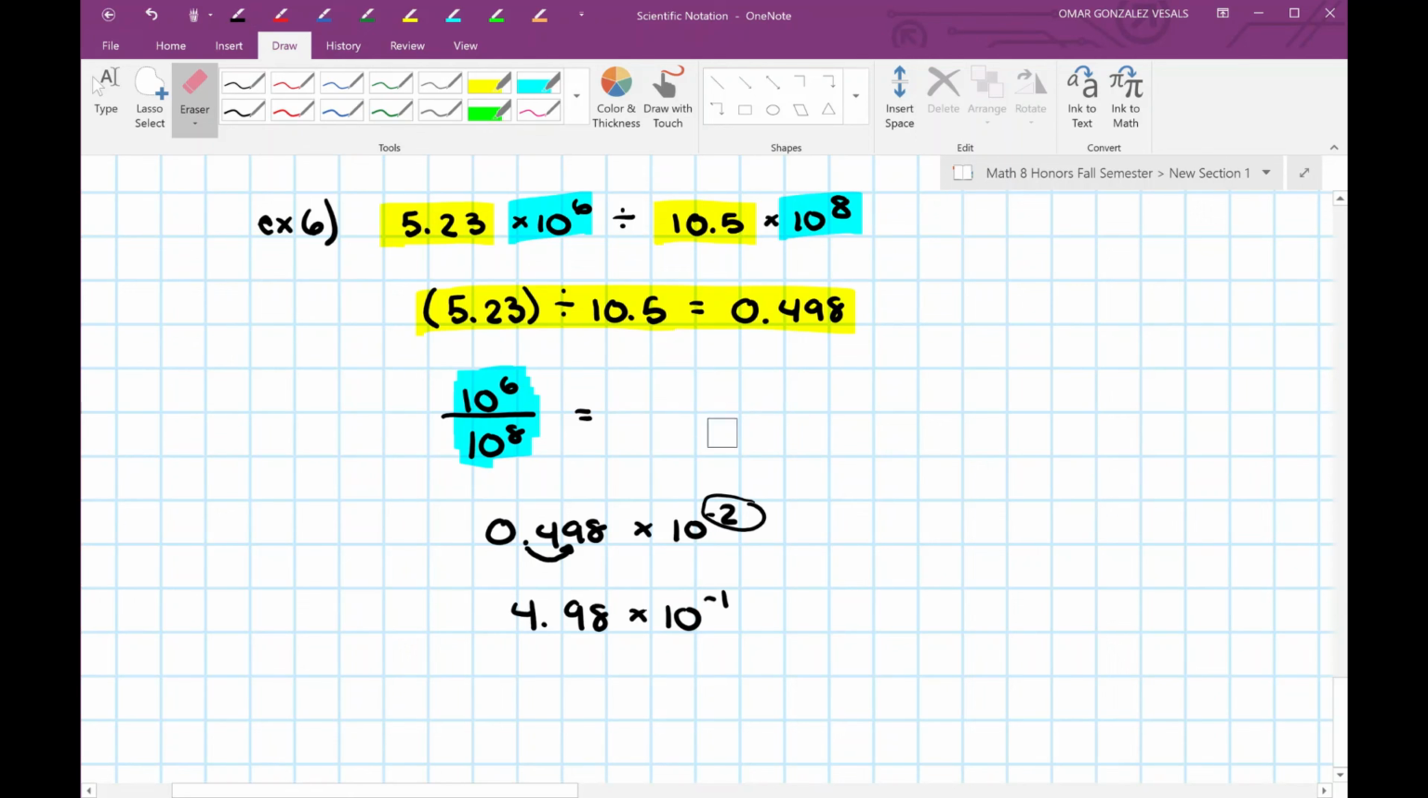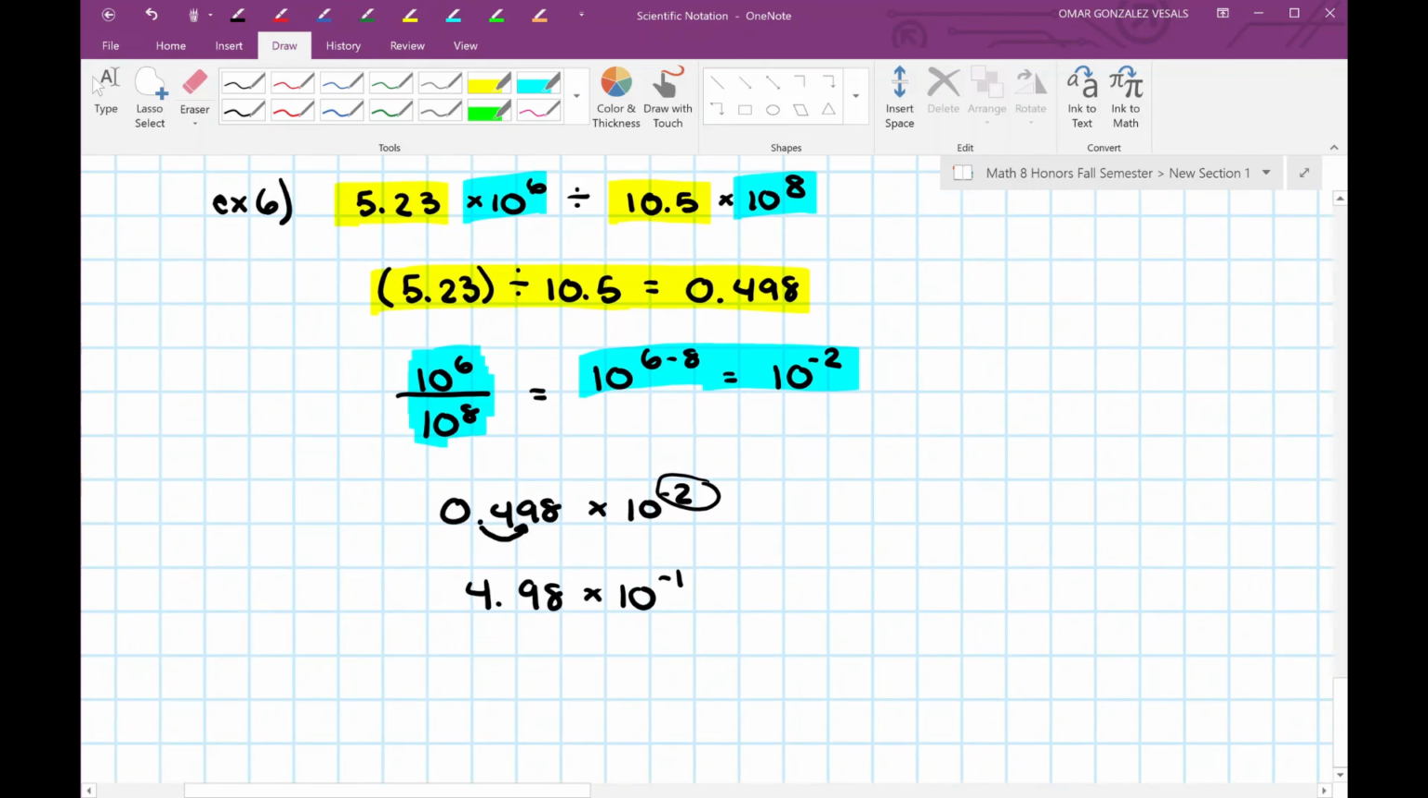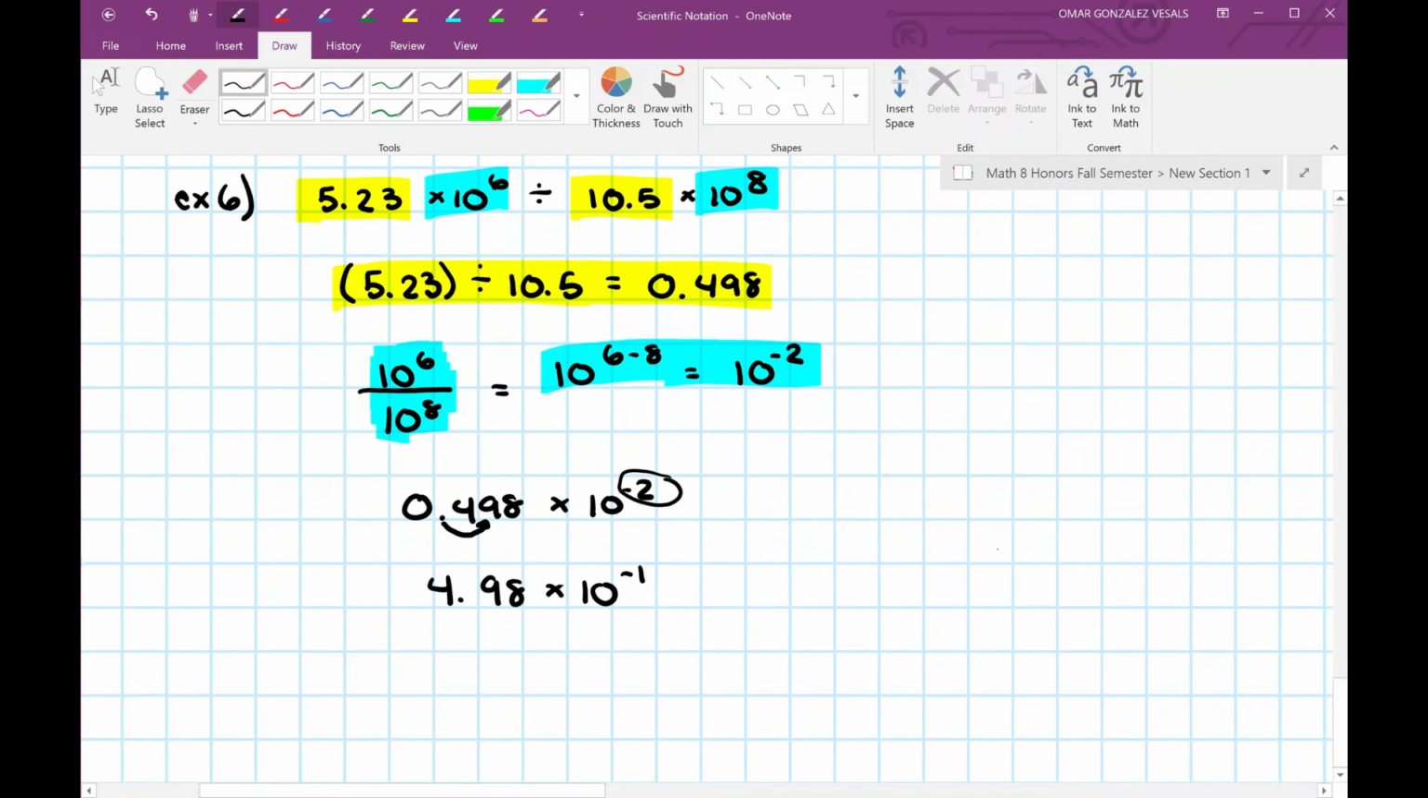So it's the quotient property. This turns into 10 to the 6th minus 8, and 6 minus 8 is negative 2. Make sense? You just subtract them? Yep, because the quotient property tells you to subtract. The negative 1 stays there. I think I know what you guys are concerned about. You're concerned that when you have a to the negative 1, you move it down, right? This isn't about moving up or down. This is about moving left or right. Okay? So don't get that mixed up.